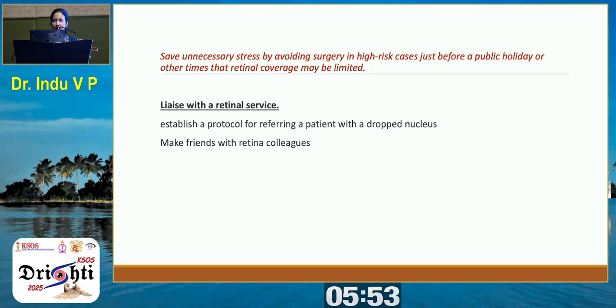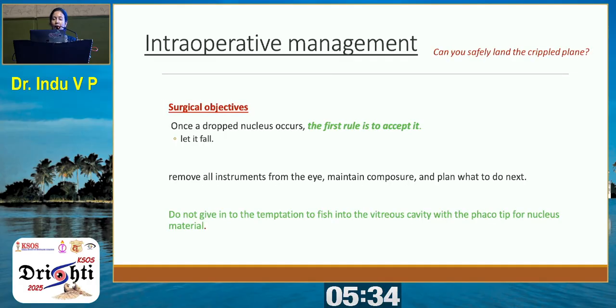Save unnecessary stress by posting such patients before just a public holiday or at times when retina coverage is very limited. Always liaise with the retina service. That is, if you don't have an in-house retina surgeon, you can make friends with retina colleagues outside the hospital also, and establish a protocol for referring a patient with a dropped nucleus.